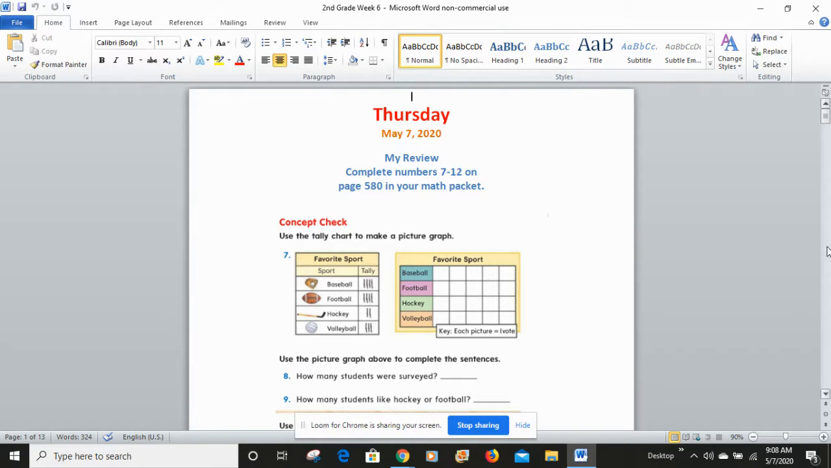On our matrix for Thursday, it says My Review. Complete numbers 7 through 12 on page 580 in your math packet. So, second graders, this is a continuation of what you started yesterday, doing some review on some of the things you've learned in this particular chapter.